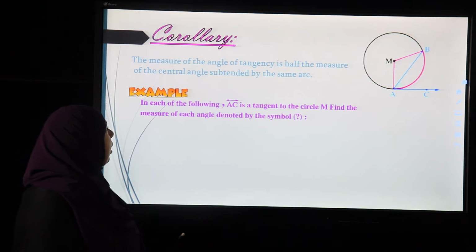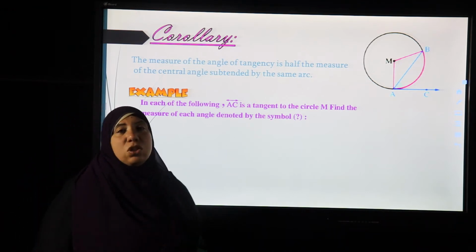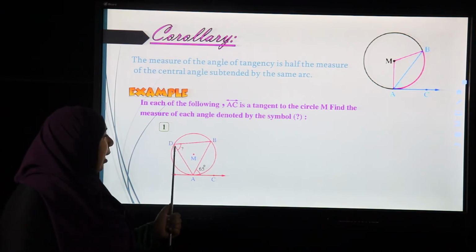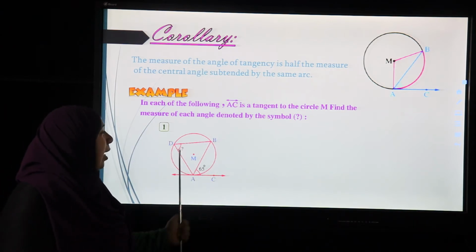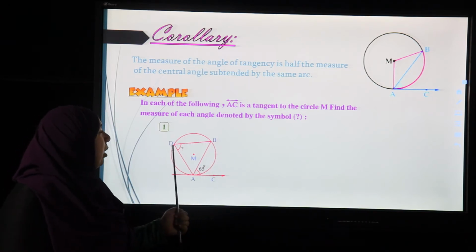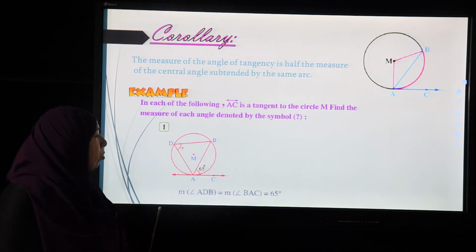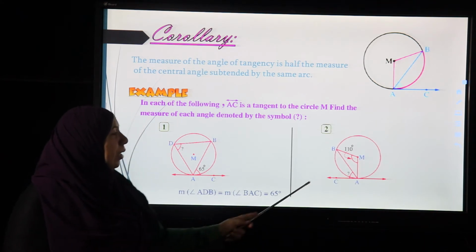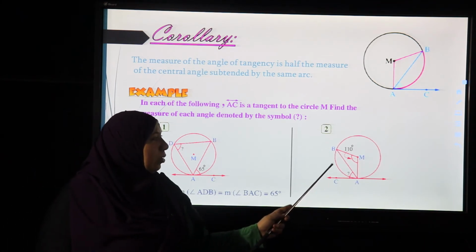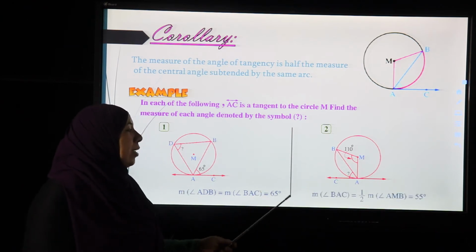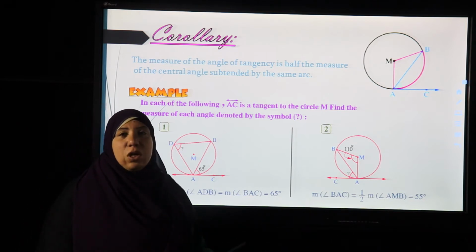For example, in each of the following figures, AC is a tangent. Find the angle denoted by the question mark. I want here angle D. Angle CAB here is an angle of tangency, and the angle D is subtended by the same arc AB, so they are equal in measure. Another figure, he wants this angle BAC, and the central angle subtended by the same arc here is 110, so we can say that the angle BAC equals half the measure of the central angle, equal to 55 degrees.